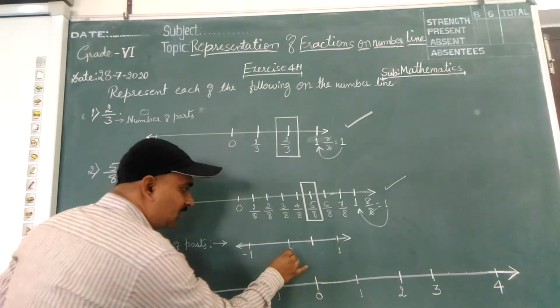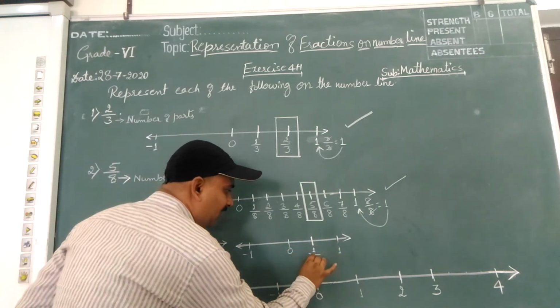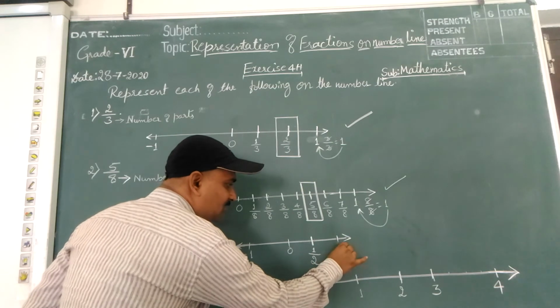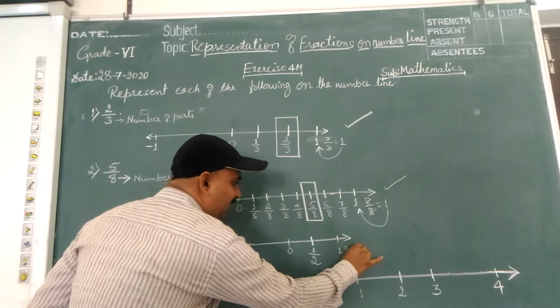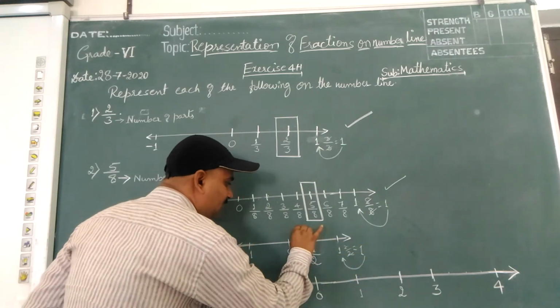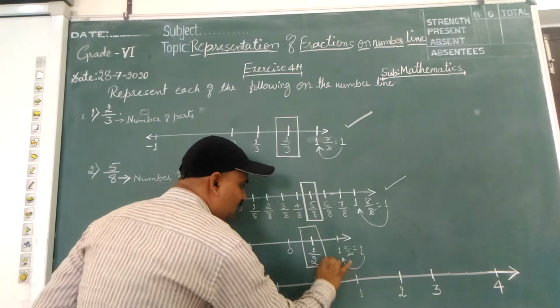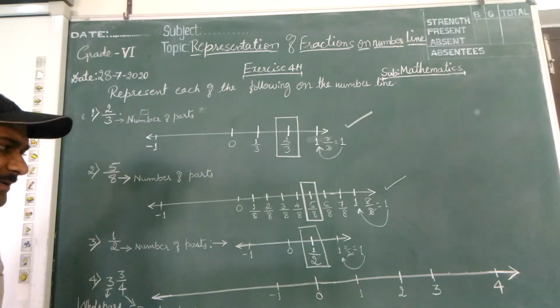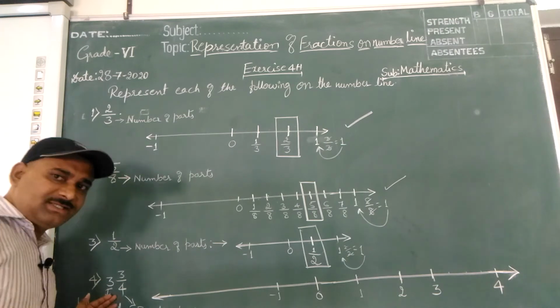So write down 0. This is 1 by 2. This is what? 2 by 2. 2 by 2 means 1. That is what is written here. So this is 1 by 2 shown. Very simple.